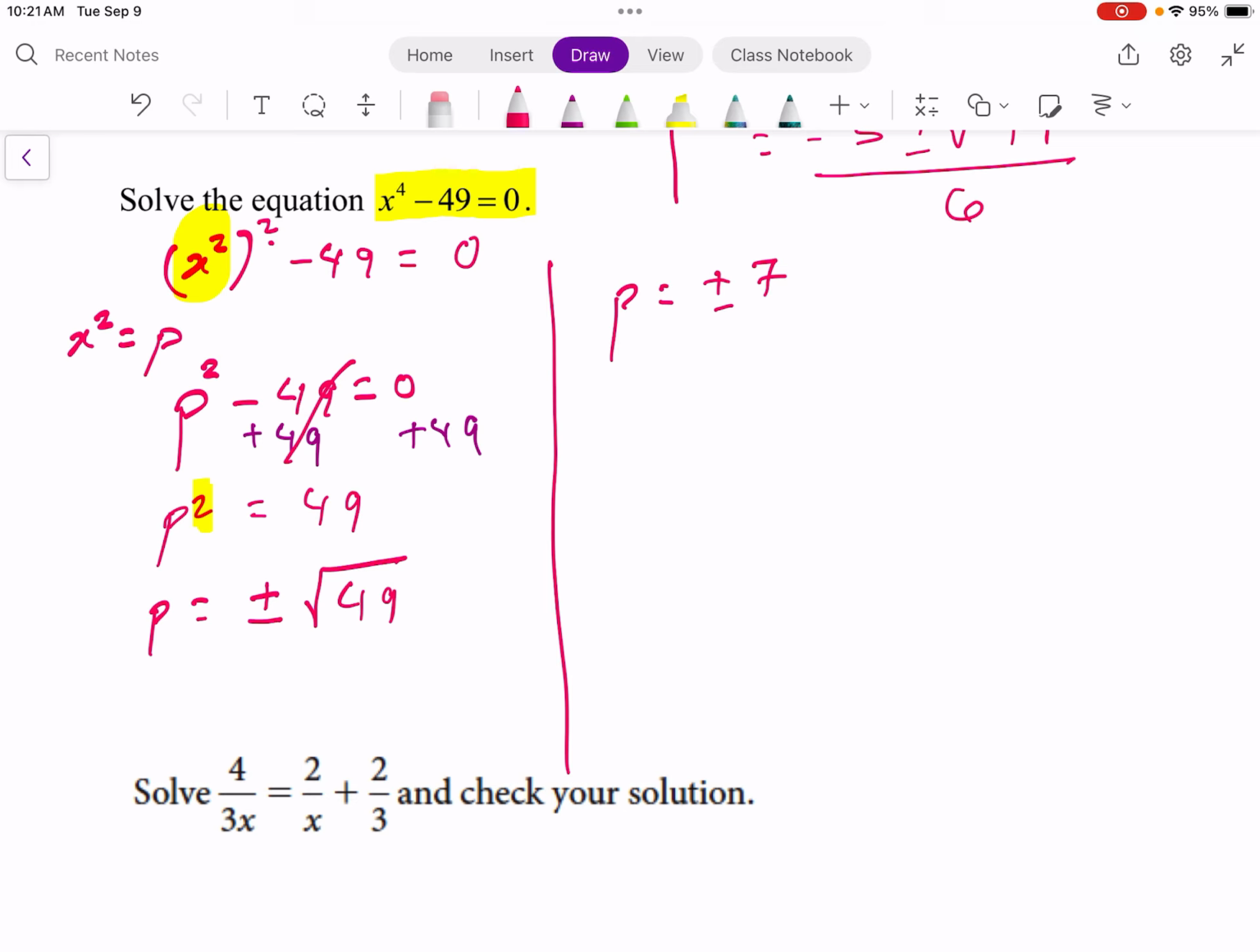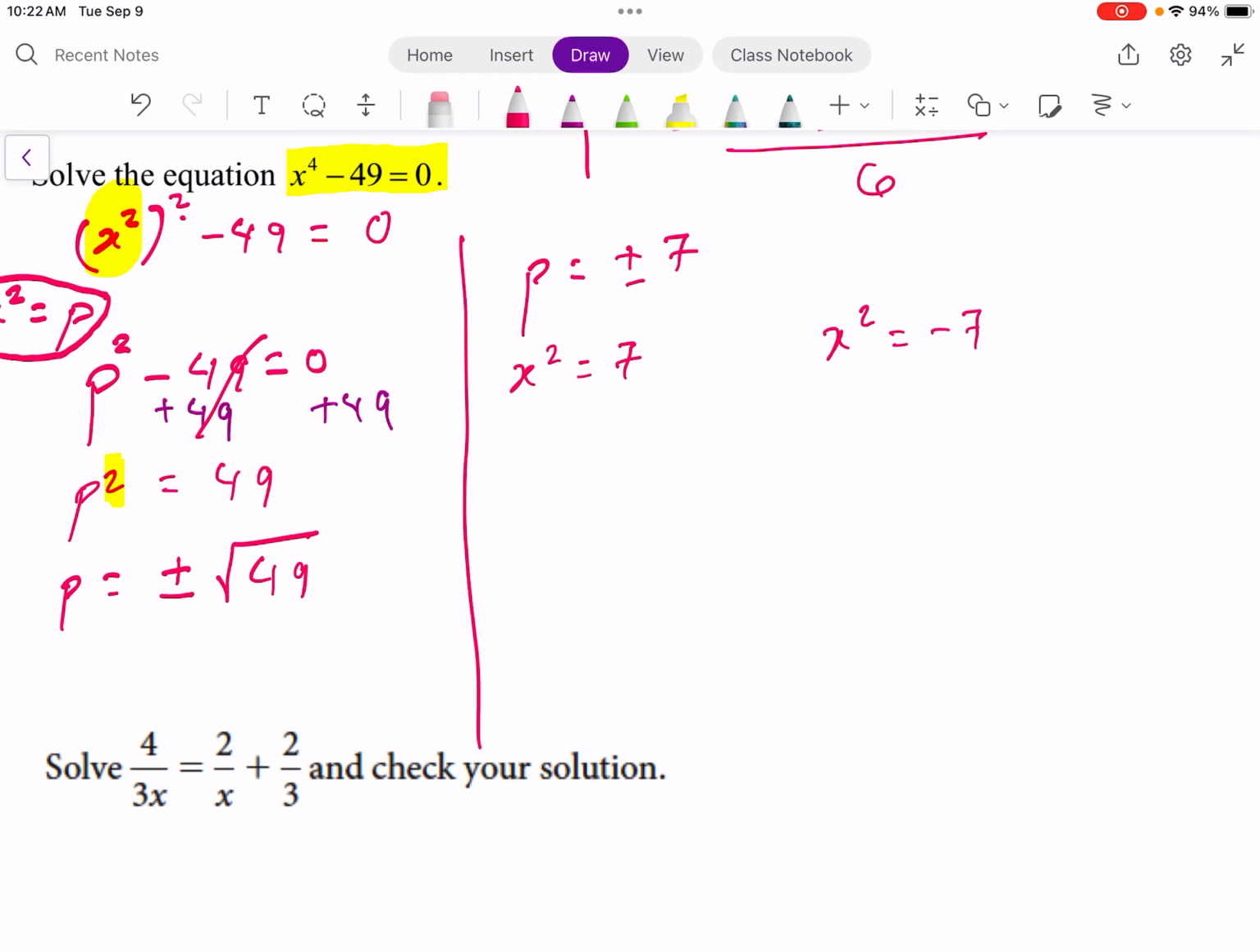Our target is finding the value of x, and x and p are related this way. So let's rewrite this. Our x squared equals positive 7, which is p, and next we have x squared equals negative 7. So we get two quadratic equations. We need to get rid of the square. For that we get positive or negative square root of 7. And here you do the same thing: you get rid of the square and you get positive or negative square root of negative 7.